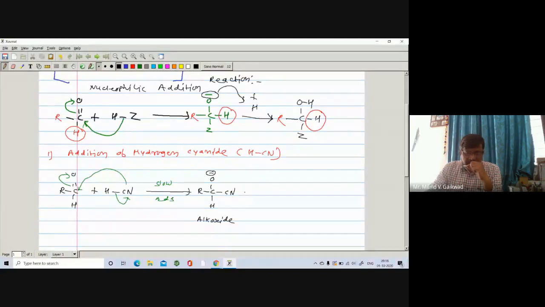And this alkoxide, in the next step, the H positive will attack here. This O negative will attack this H positive. It undergoes protonation, and you are getting the corresponding product, that is, here is the O, here is the H, here is the H, and here is the CN. Meaning you are getting the corresponding cyanohydrin.